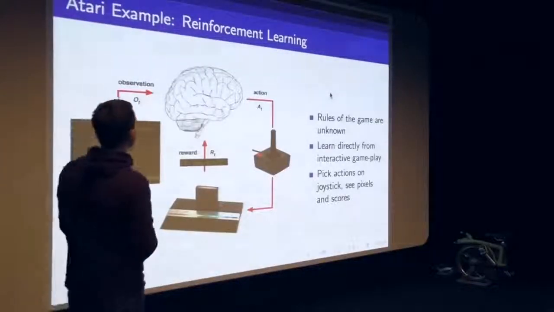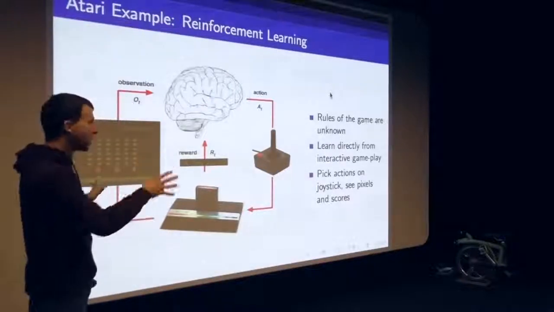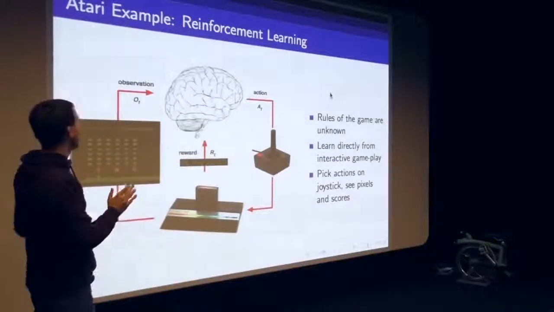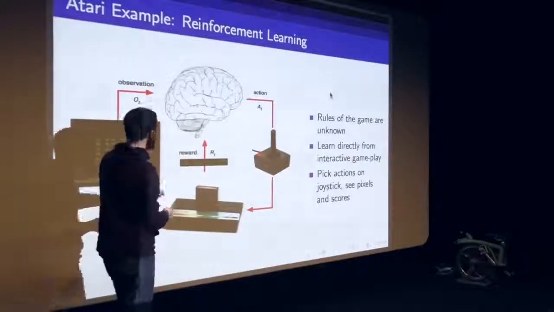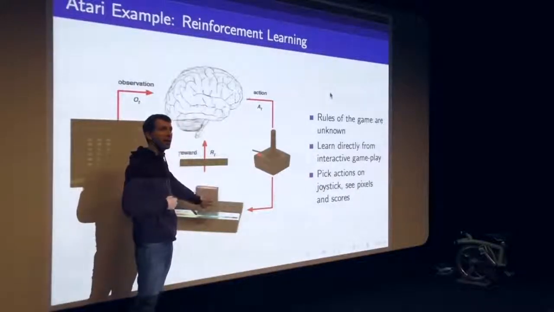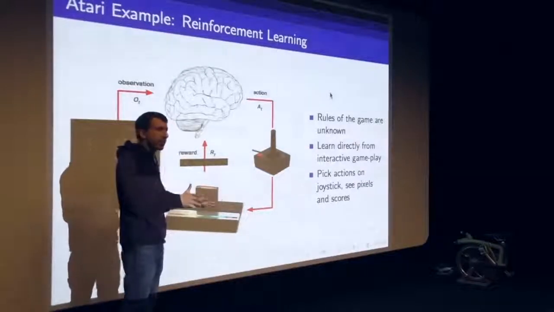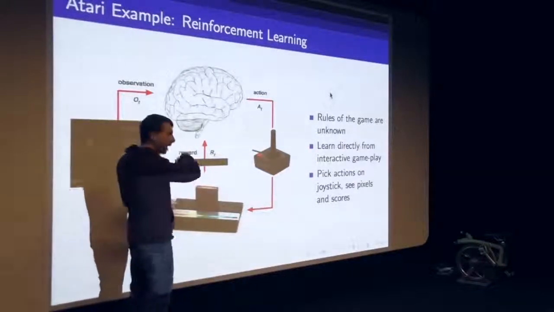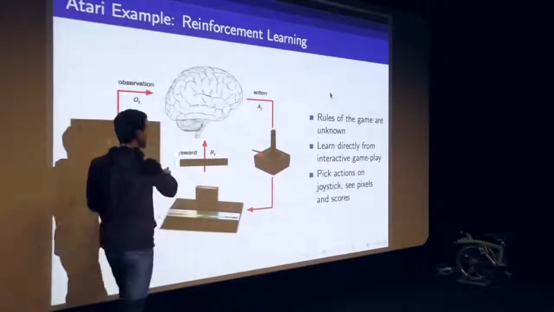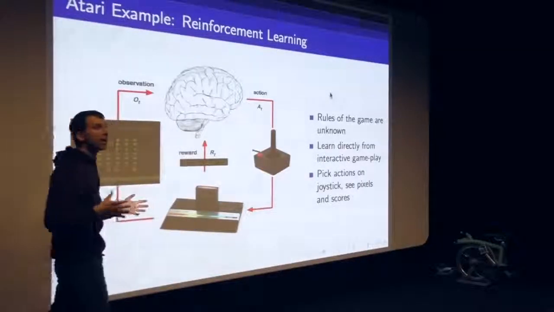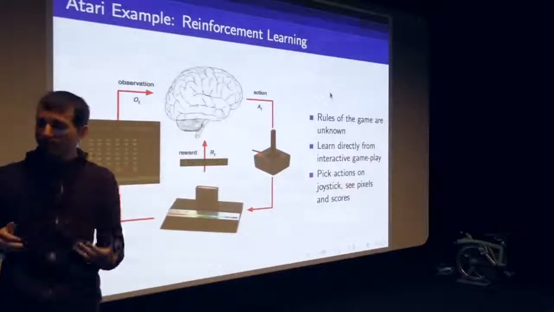Let's talk about the Atari problem again. I already went through this slide earlier, but this was the reinforcement learning problem, right? No one told us how this emulator works. We just put our machine in front of this thing. It's trying to figure it out through trial and error. We don't know the rules of the game. We just see the scores on the screen and get to control the joystick. That's the RL problem. What about the planning problem?